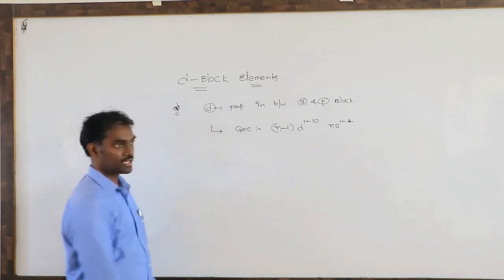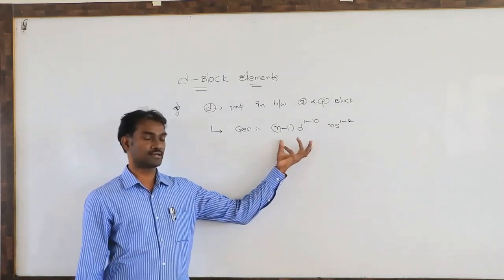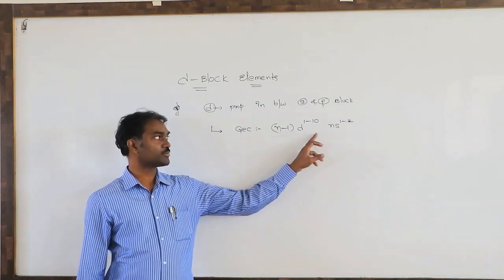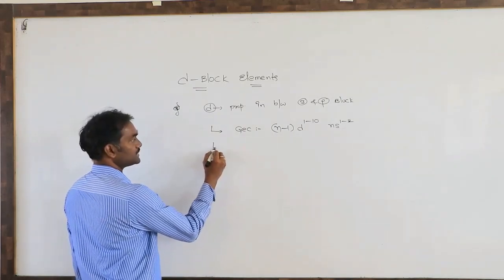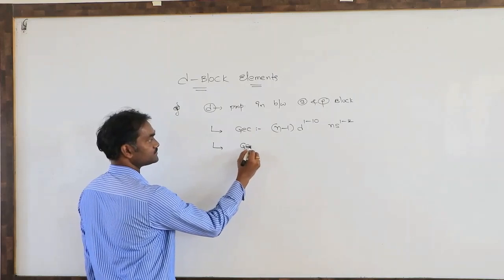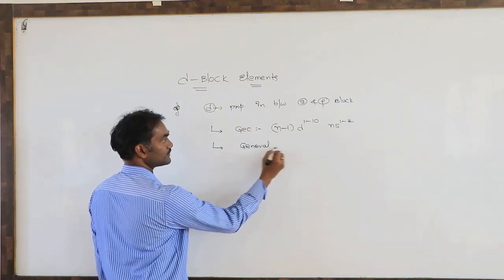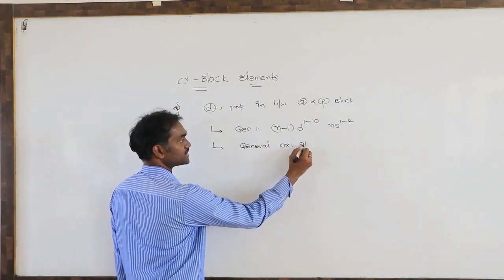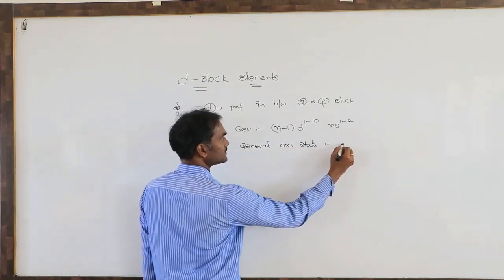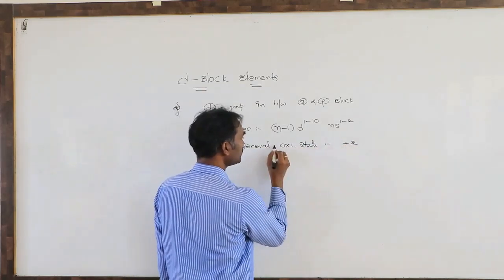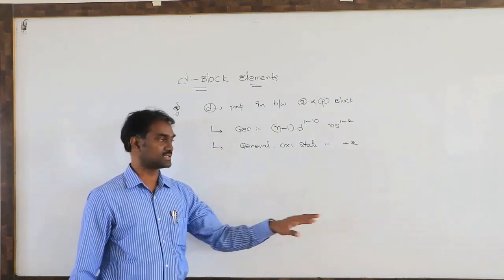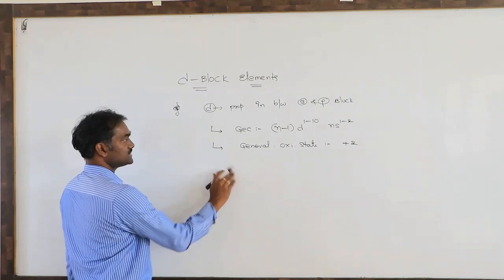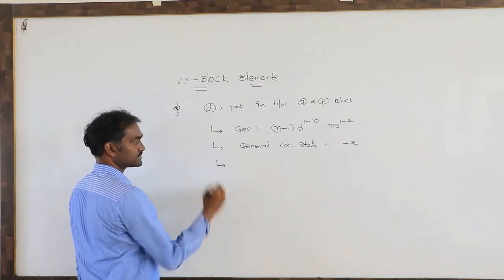So already you learned this in your first year, periodic table and its properties. So that will come. Next, general oxidation state. The general oxidation state is +2, but there are so many. Detailed we will discuss in the next. Next, these are the general characters.